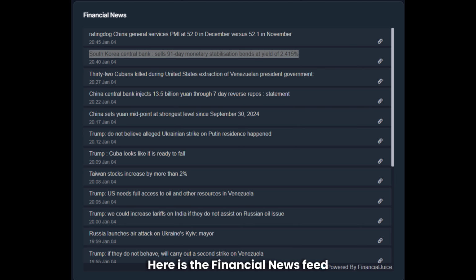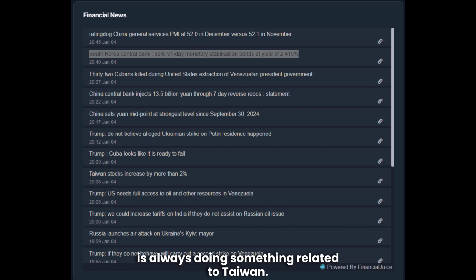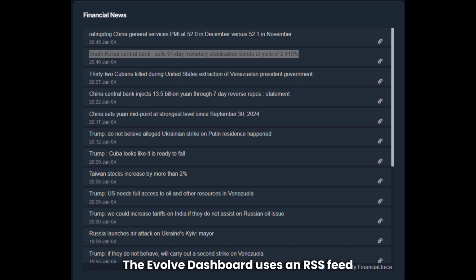Here is the financial news feed from January 4th, 2026. The current most significant news event is related to the U.S. mission in Venezuela, and these days China is always doing something related to Taiwan. The Evolve dashboard uses an RSS feed from Financial Juice to display news.